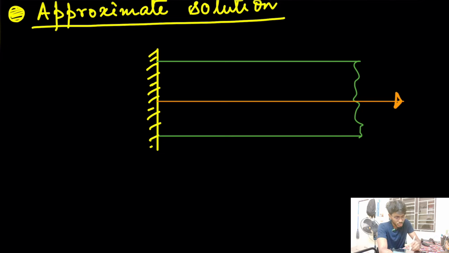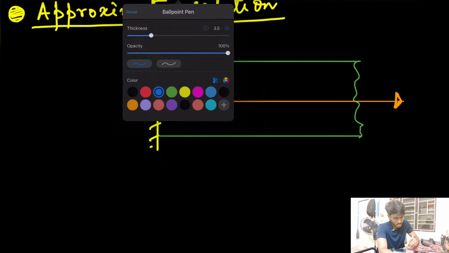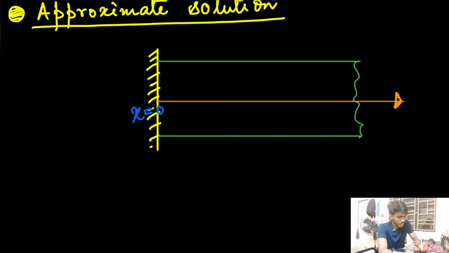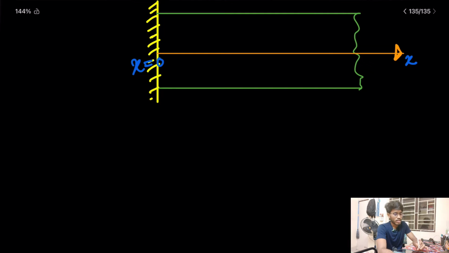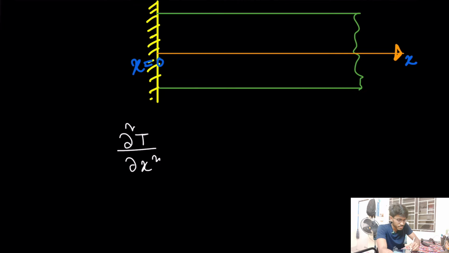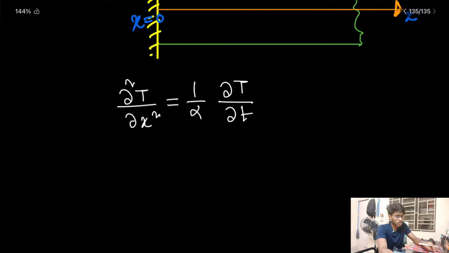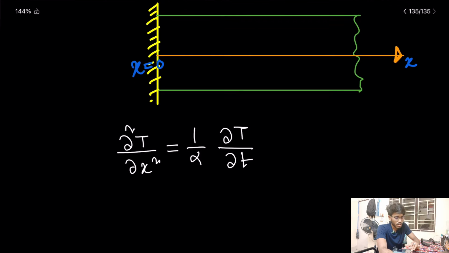Now this is x equal to 0, and this is our x axis. Clear? So I gave you a homework that you have to write the governing equation. Now I will not derive the governing equation, but I will write it directly. It will be what? Del 2T del x square is equal to 1 by alpha del T del t. Clear? So if this is our governing equation, let us see what we can do for it.